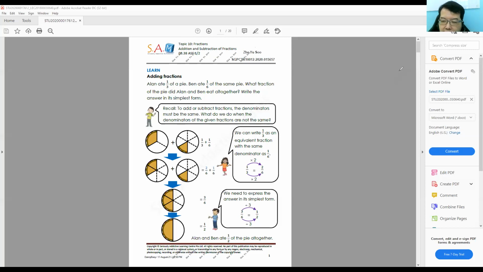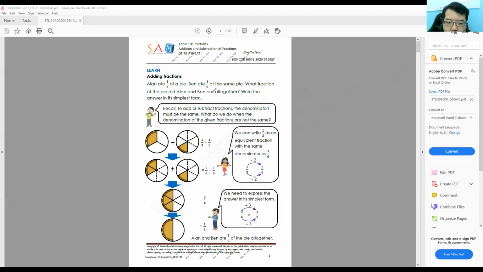So for today, we're going to talk about adding and subtracting fractions. I will start off the first part of today's session on adding fractions first. Let's take a look at the question on that first page. Alan ate 1/3 of a pie. Ben ate 1/6 of the same pie.